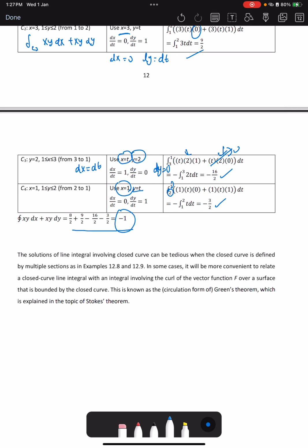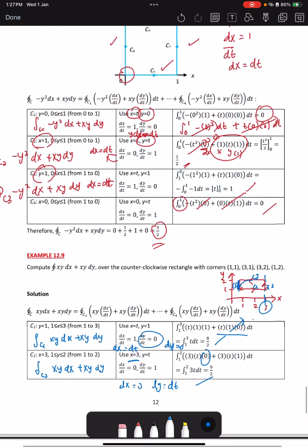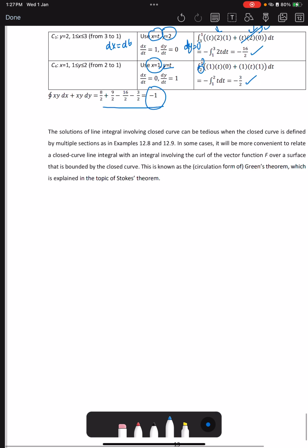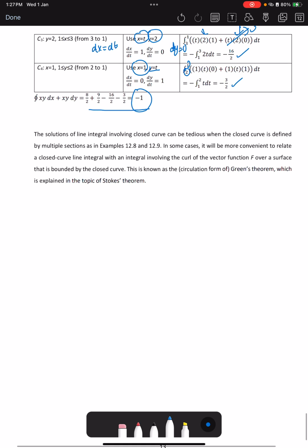So the solution of a line integral involving a closed curve can be tedious, and when the closed curve is defined by multiple sections as shown in 12.8 and also 12.9 here. In some cases, it will be more convenient to relate a closed curve line integral with the integral involving the curl of the vector function over a surface that is bounded by the closed curve. So we will look into that in the form of Green's theorem, and will elaborate further in week 14 when you learn Stokes' theorem. Okay, all right, thank you.